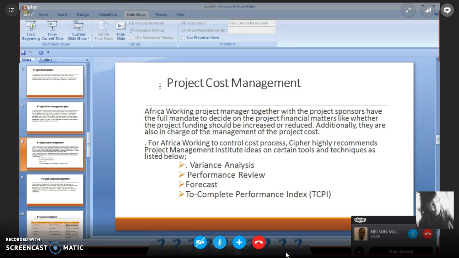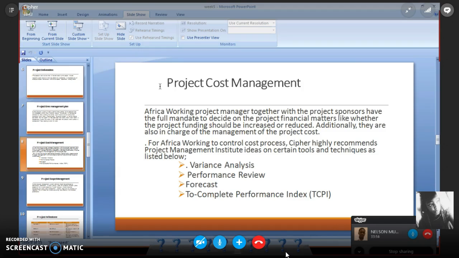So this is what we discussed on the project cost management. The Africa Working Manager, plus the other project sponsors, have the full mandate to decide on the project financial matters. For example, whether the project funding should be increased or reduced. So after they go through the plan and the budget, the sponsors and the manager should have a say. And additionally, they are also in charge of the management of the project costs.